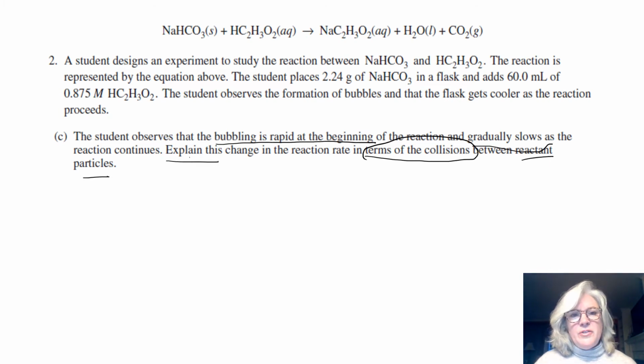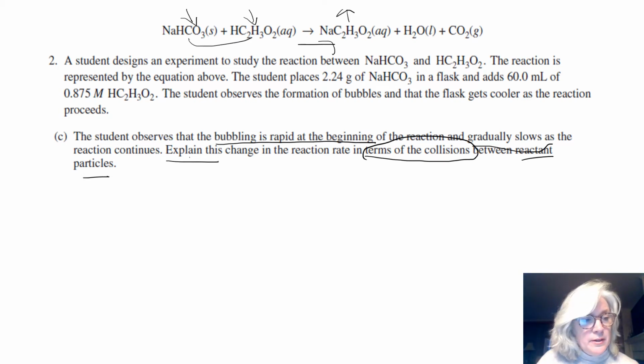But as your reactants start to produce product, the concentration of these are going to go down. Concentration of that's going to go up. So you're going to have less reactants to collide with one another. The collisions are going to become less likely, so the production of product is going to slow down.